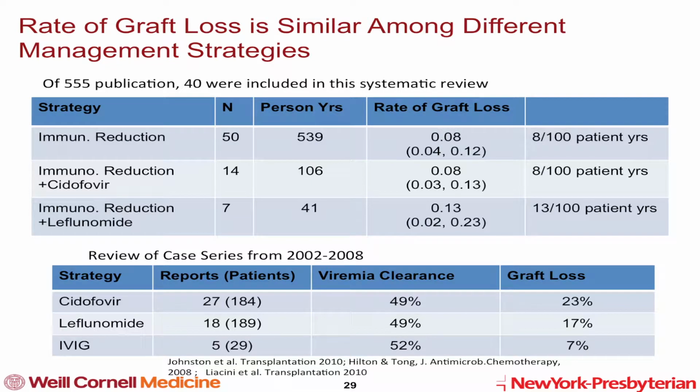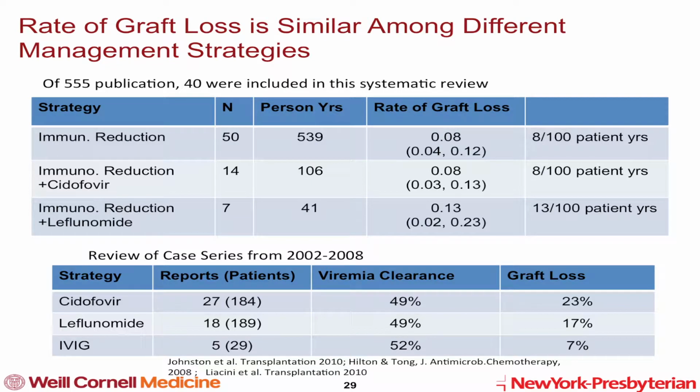Here I have the number of person years studied and the rate of graft loss. As you can see, amongst the three strategies, there's no significant difference in the rate of graft loss. 8 per 100 patient years with just pure immune reduction, and similar if you added cidofovir on top of it, and similar if you added leflunomide on top of it.